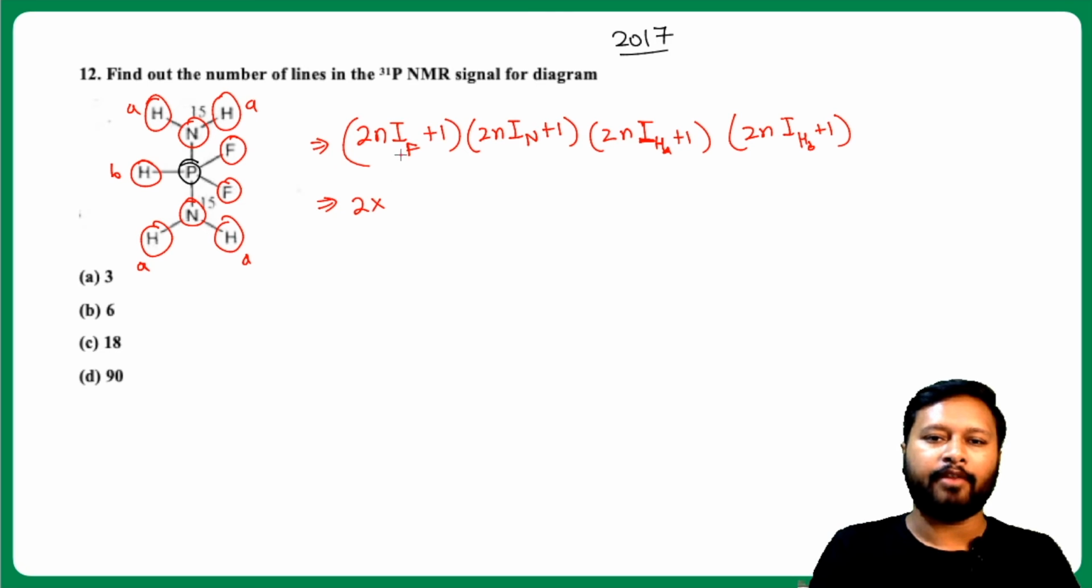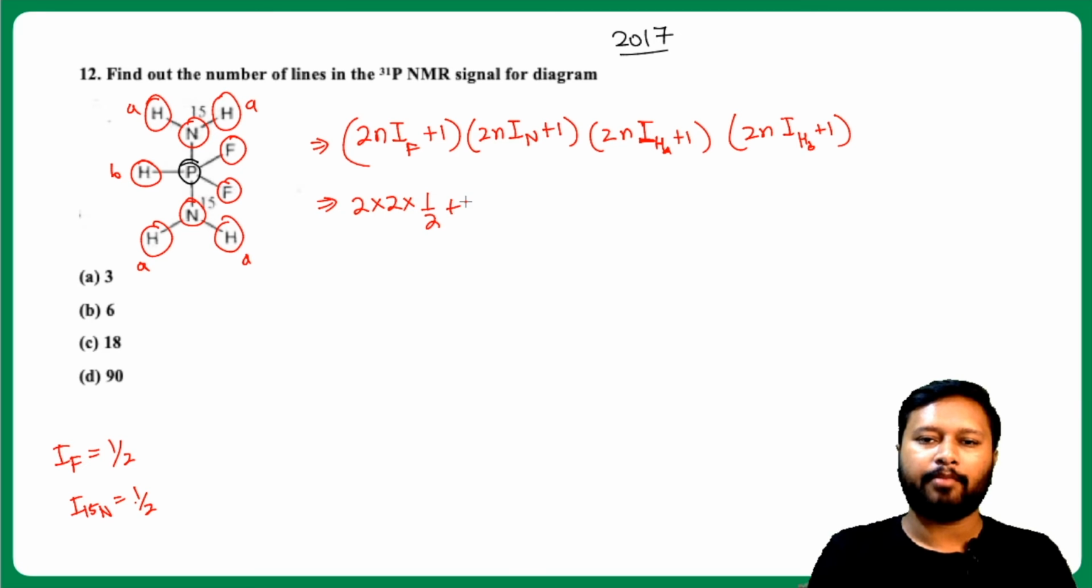So how many fluorines are there? There are 2 fluorines. So 2 into I value of fluorine, which is half, we already know. Okay, I'm just writing here, I value of fluorine is half, I value of 15N I already told you is half. So all the species here have I value half, plus 1. Talking about nitrogen, which is 15N, as mentioned in the question, the 15N isotope is being taken. So 2 into how many of them are there? So 2, half plus 1. Then 2 into how many hydrogens of type A are there? Basically 1, 2, 3, 4. So 4 into half plus 1.